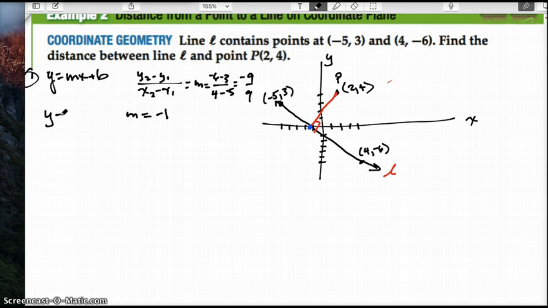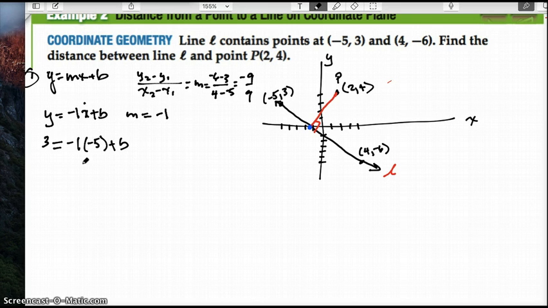Put negative 1 in for m, which is the slope, and then I'm left with an equation that has y and x in it, but I need b. To get b, I'm going to take either one of these points. Let's use the first one, and I'm going to plug it in for y and x. So I have a 3 for my y, and for my x, I have a negative 5, and I'm going to add the b.